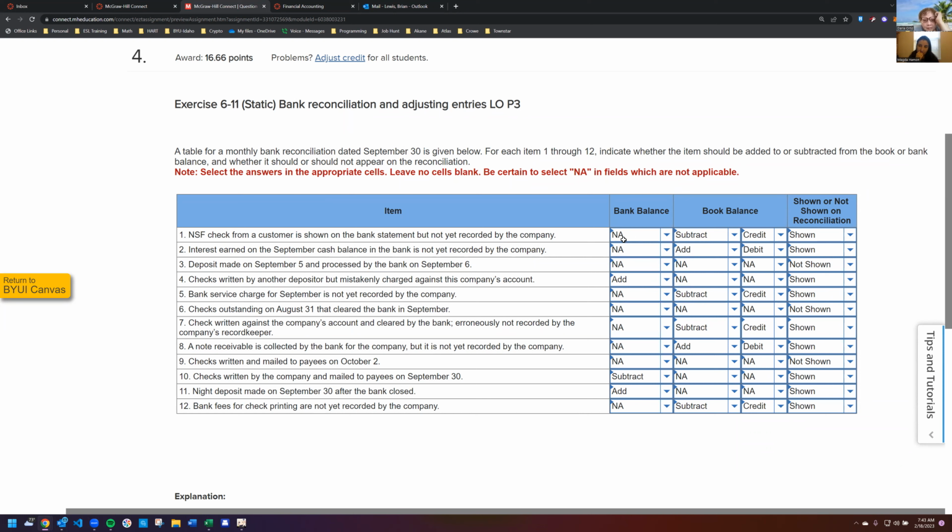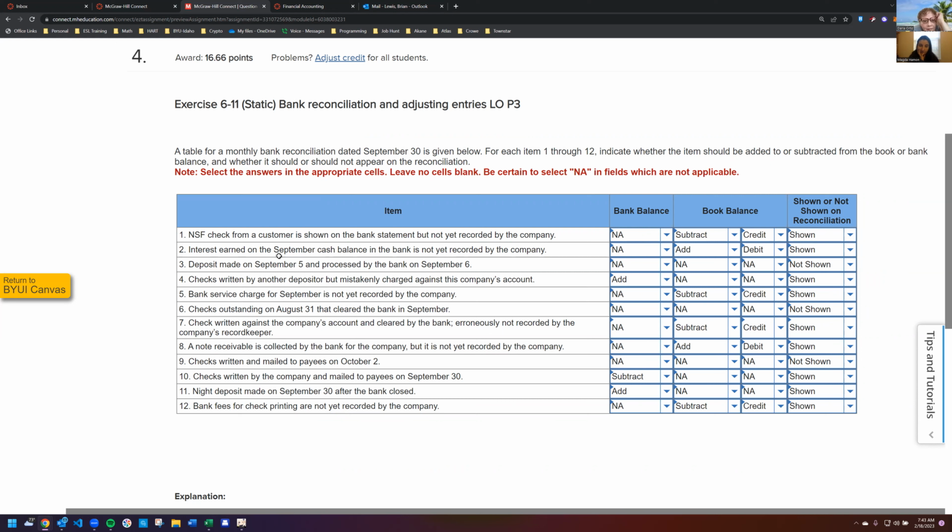So then the question is, what do you do on the book side? Well, if it's not recorded, then your book balance is too high. It has to come down for a check. So it's a subtraction, and a subtraction means that you have to do a credit. Got that. Shown or not shown on reconciliation, definitely show it because you have to reconcile. So it's definitely shown.